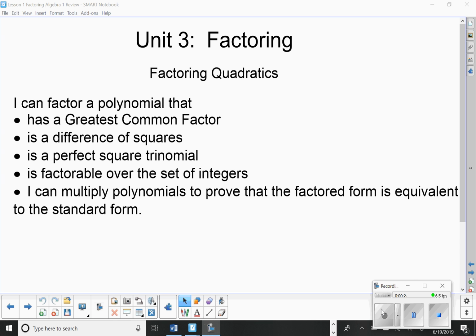This is available to you online in case you need to review from Algebra 1. You should, from Algebra 1, be able to factor a greatest common factor, a difference of squares, a perfect square trinomial, or just regular trinomials. You should also know that you can multiply polynomials back together again to find the equivalent standard form.